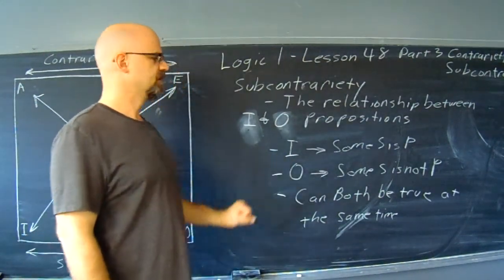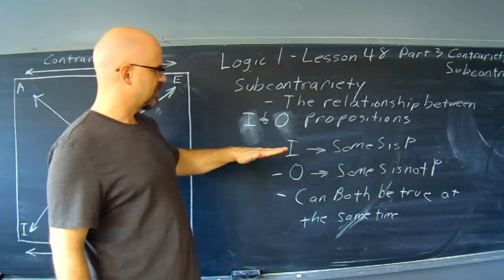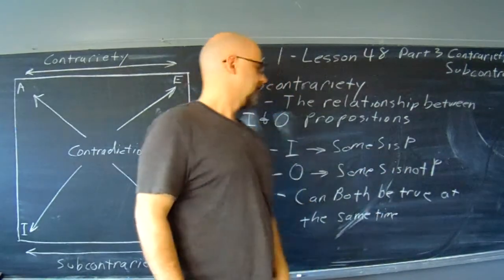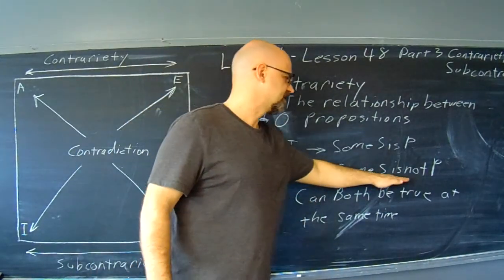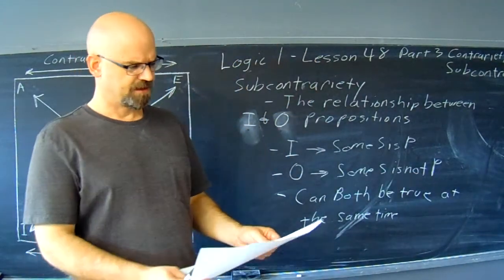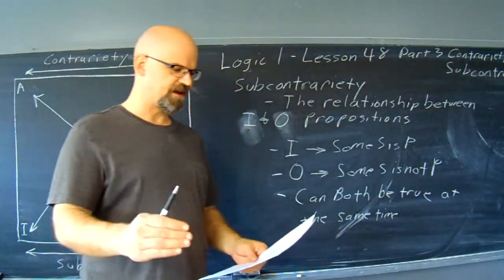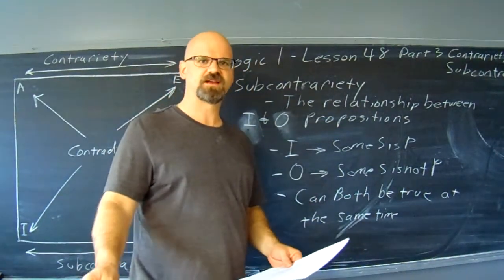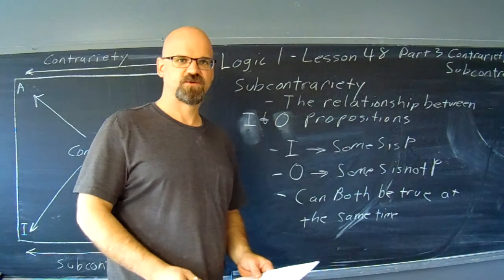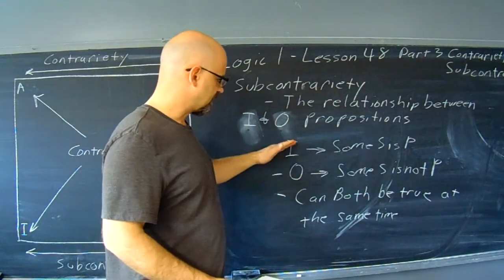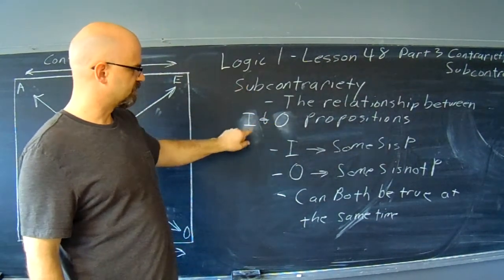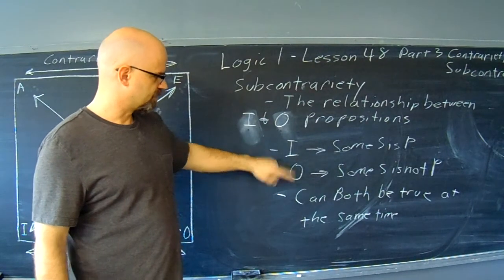A reminder of these statements and their form. An I statement says that some S is P. An O statement says some S is not P. What are some examples? An example of an I statement: some cats are four-legged creatures. An example of an O statement: some cats are not four-legged creatures. Again, subcontrariety is the relationship between an I statement and an O statement, or vice versa.